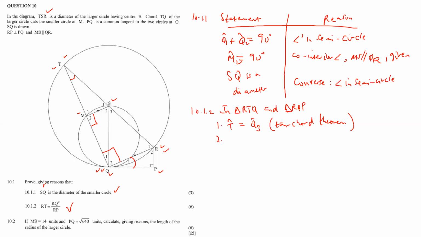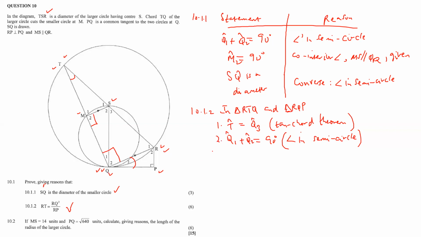Furthermore, we have that angle Q1 plus angle Q2 is equal to 90 degrees. Why? We can make the observation that Q1 plus Q2 is 90 degrees. You can say obviously it is an angle in a semicircle.